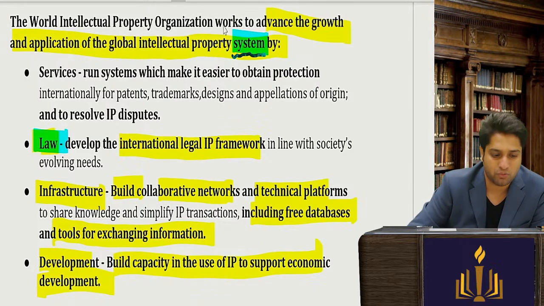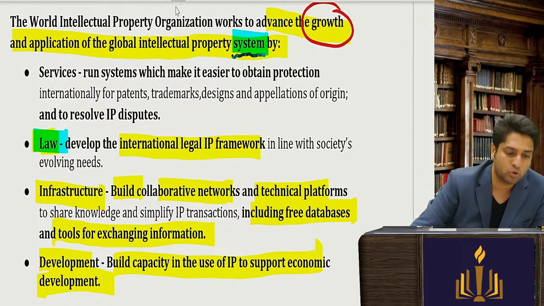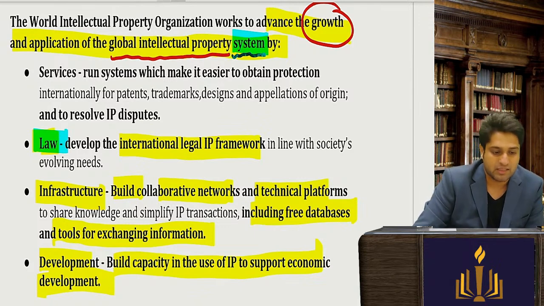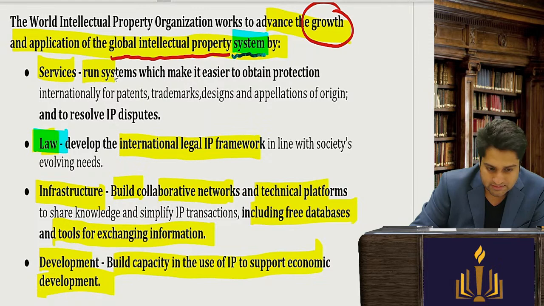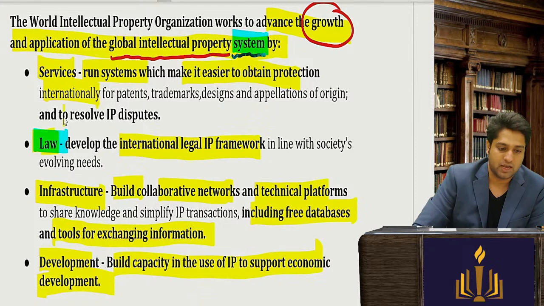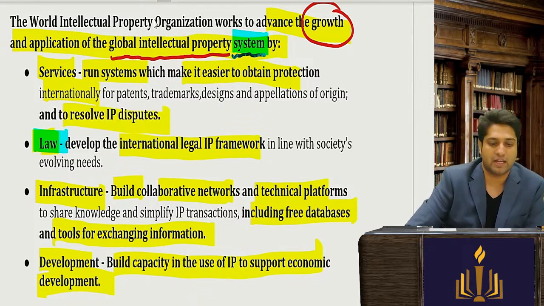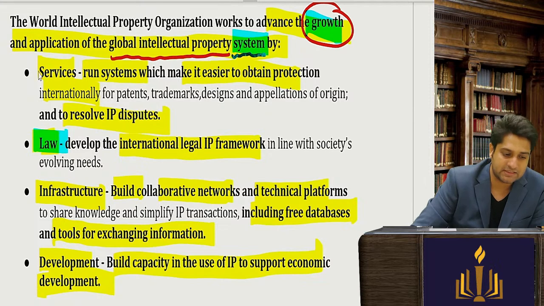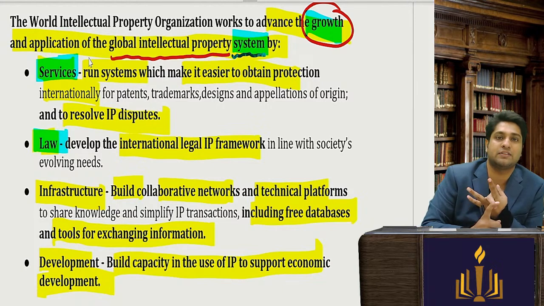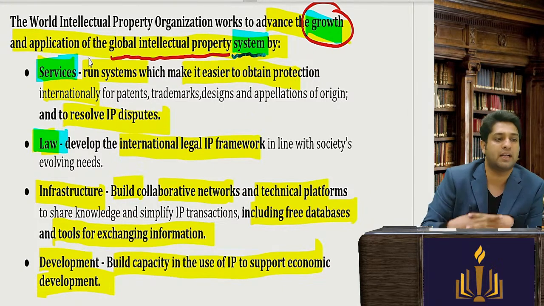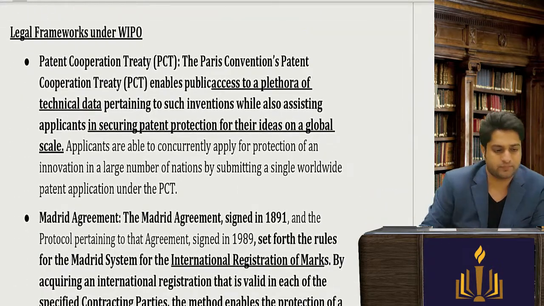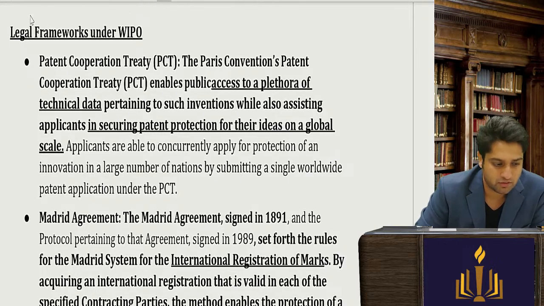Okay, so this is how WIPO is bringing growth in the global intellectual property system. Next is services: running systems which make it easier to obtain protection internationally and resolve IP disputes. So again, growth will be in the services on getting the protection, as well as, if there is a dispute, then to resolve the disputes. Now, they are saying legal frameworks under WIPO.